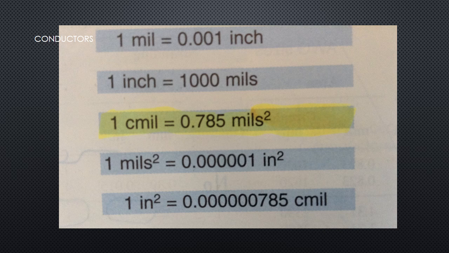1 c mil equals 0.785 mil squared. 1 mil squared equals 0.000001 inches squared. Finally, 1 inch squared equals 0.000000785 c mils.